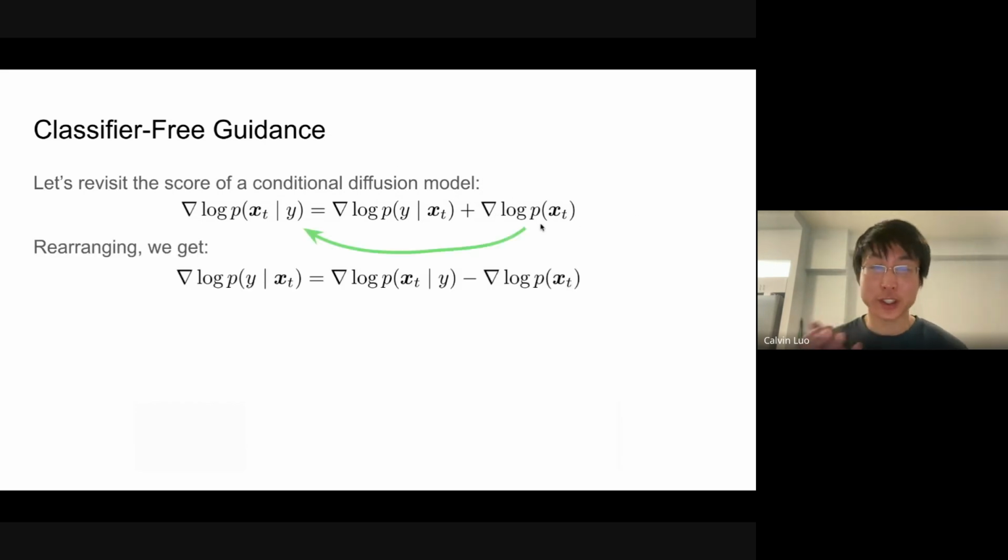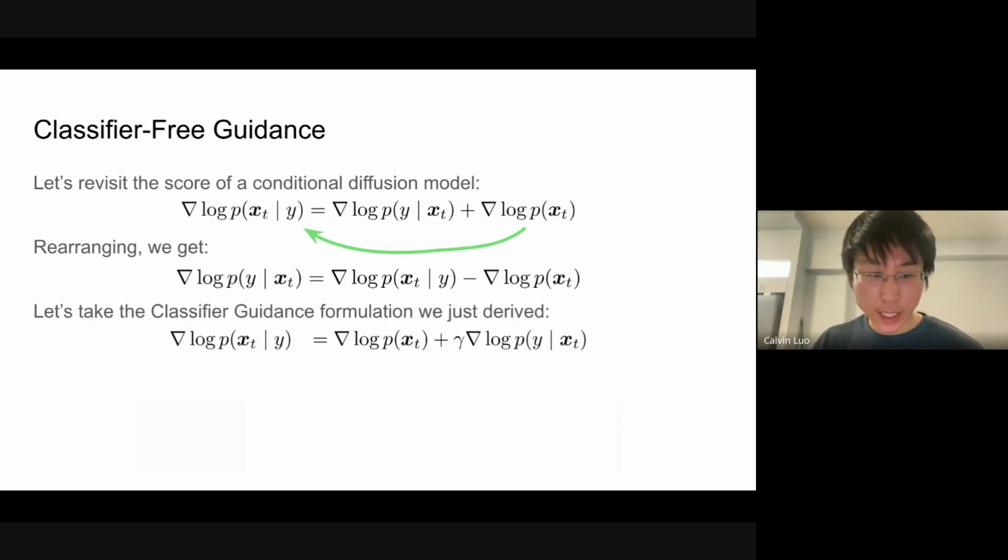If we rearrange things across the equal sign, so we move the unconditional score across the equal sign, then what we get is that this classifier, this adversarial gradient of a classifier, can be rewritten as a conditional score minus an unconditional score.